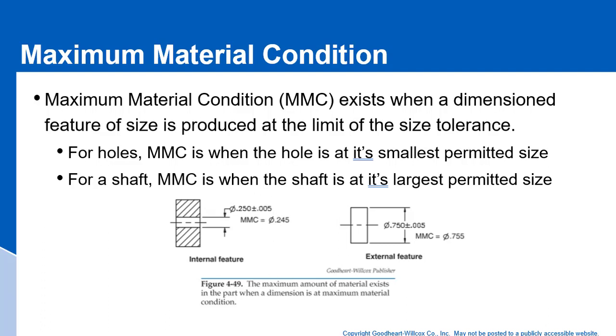Okay, so that's just an introduction. We're going to be talking about that term a lot, but that's a very important thing to distinguish: MMC for a hole is the smallest hole and MMC for a shaft is the largest shaft.